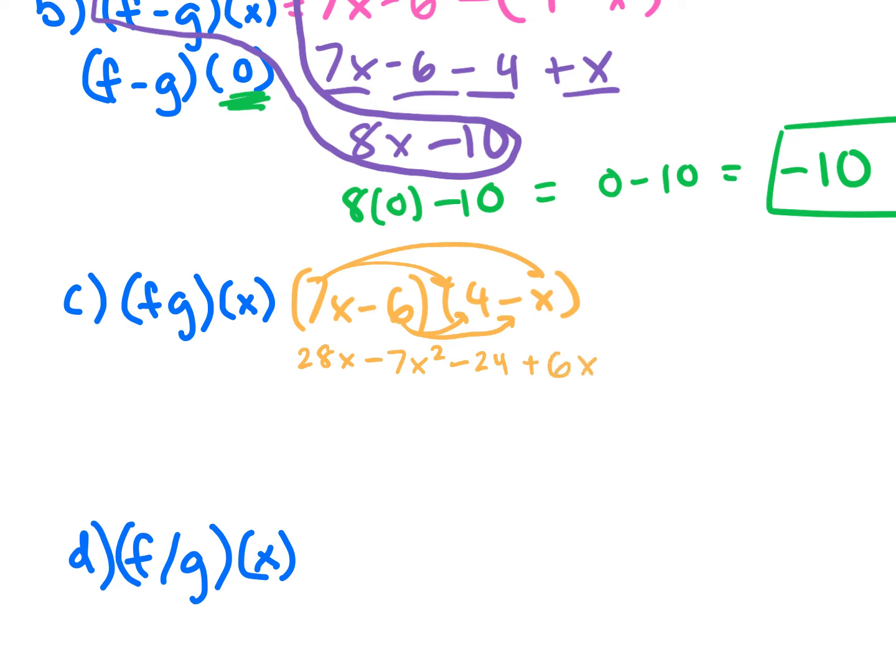Combine the like terms, so I start with my highest degree, which would be negative 7x squared. Then I have 28x plus 6x, so this would be plus 34x, and then minus 24.